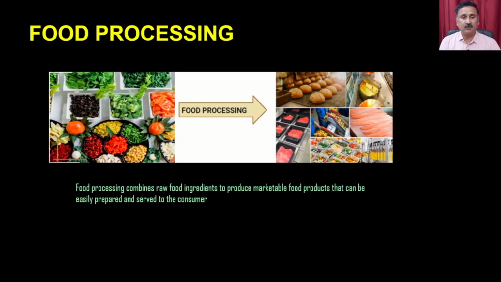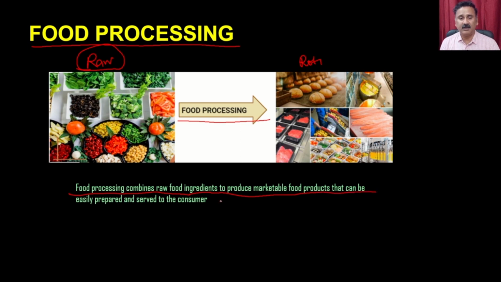So the first is food processing, okay? In food processing, you are going to take the raw material. Raw material could be vegetables, it could be milk, it could be meat, it could be anything, right? For the raw material, you are going to do the food processing, and then you are going to generate different types of products. For example, you can make roti, you can make different types of products. So food processing combines raw material ingredients to produce a marketable food product that can be easily prepared and served to the customer.